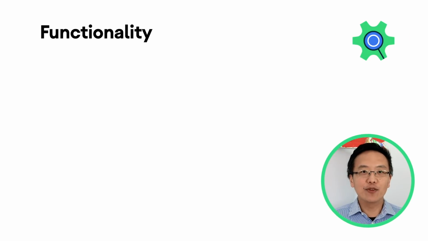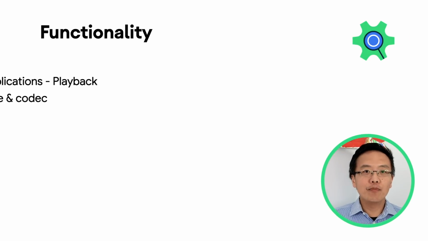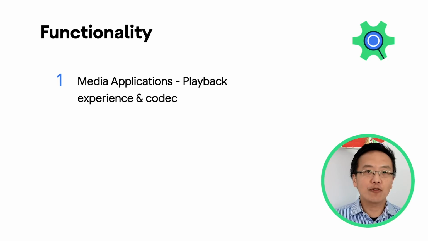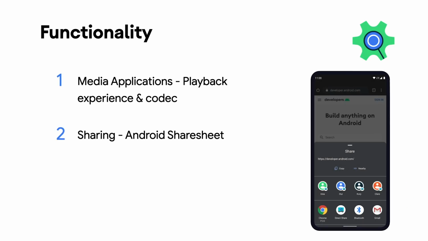In app functionality, we made 3 sets of updates. For media applications, we have updated our recommendations around the playback experience as well as codec recommendations. In sharing, we highlight the importance of using the Android system share sheet, especially as there are new restrictions around access to the list of installed apps in Android 11. This is typically used in a custom share sheet.